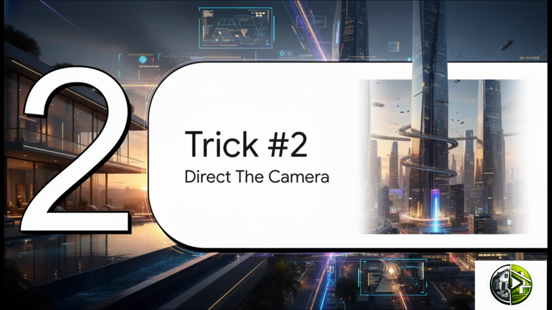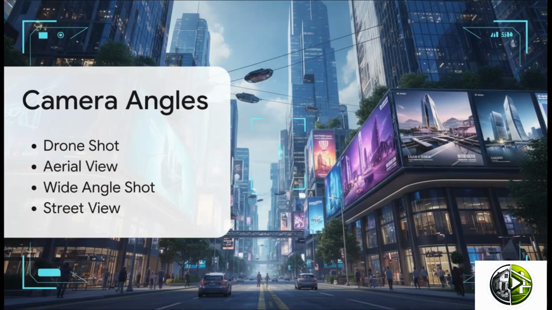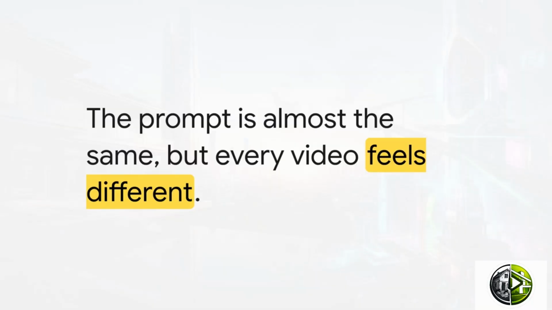All right, moving right along to trick number 2, direct the camera. Once you've got your transformation locked in, you need to decide exactly how the audience is going to view it. Essentially, you need to put on your Hollywood director hat. By using camera directing power words, think drone shot, aerial view, or street level view, you're explicitly telling the AI exactly where to put its virtual camera. Instead of just letting the AI guess the framing, you take total command. And instantly, your generation goes from looking like a random picture to feeling like a scene straight out of a blockbuster movie. It's honestly one of the easiest tricks you can pull off, but the impact is staggering.